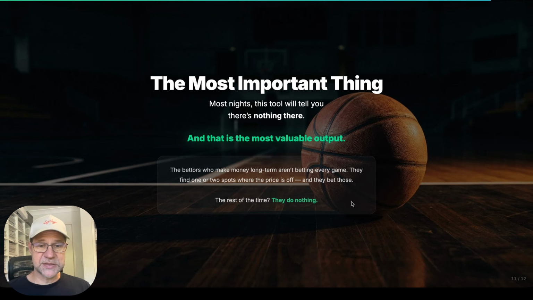And ultimately, as I've got down here, the bettors who make money long term, they're not betting every game. They're finding edges in particular circumstances, in props, in all sorts of things, and they're actually finding one or two spots where they can pick off the value. And the rest of the time, they're just learning.